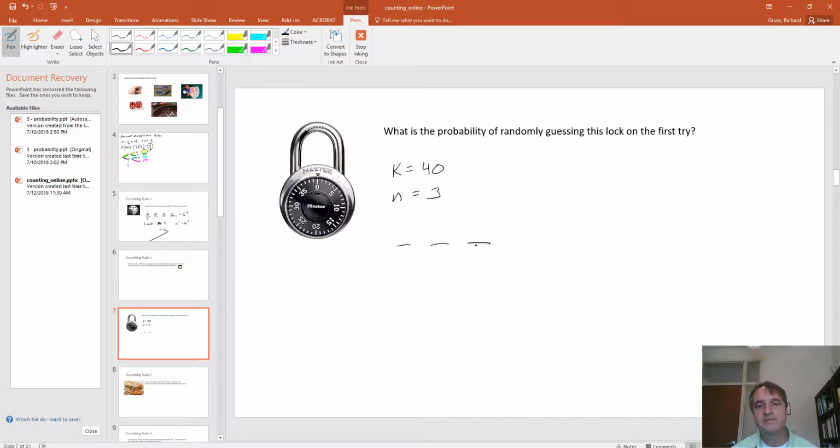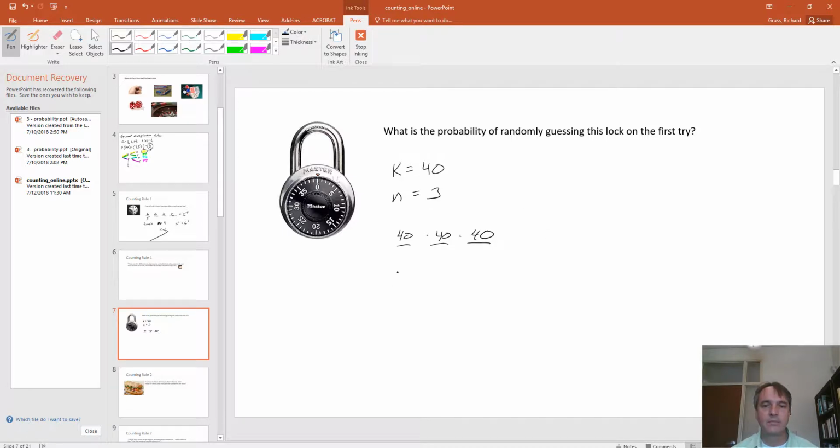So you can think about this as, okay, well, there's 3 different trials right here, and each of these can be filled 40 different ways. And the reason it's 40 for all of them is because we can have a combination that's just 5, 5, 5, or 10, 10, 10. So repetitions are allowed. So we go ahead and use this rule. We just multiply these together.